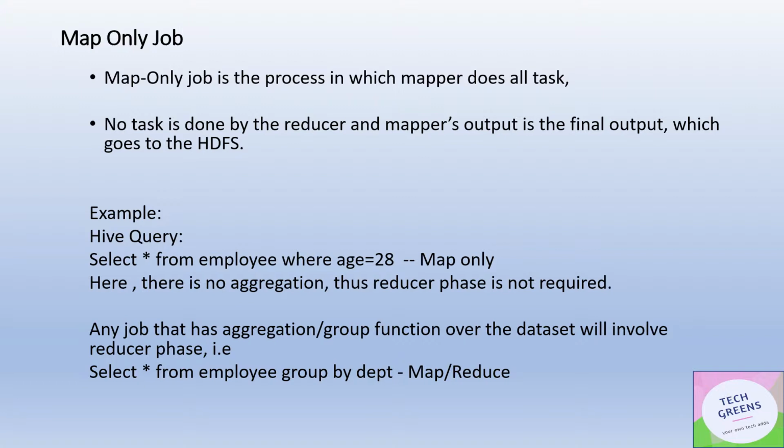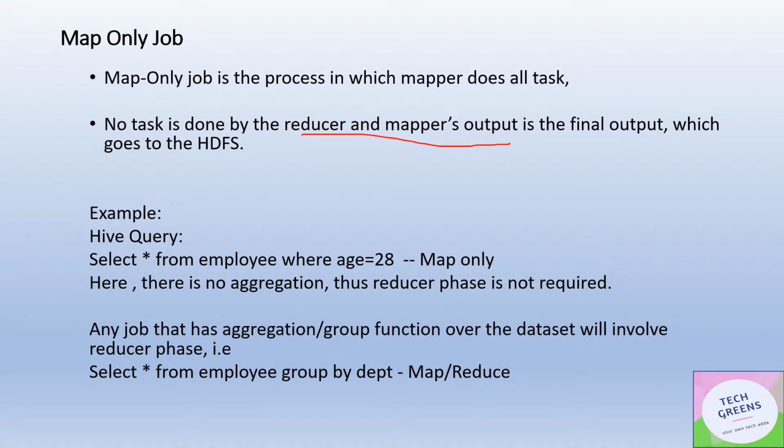So guys, map only job is the MapReduce job or the processor in which mapper does all the tasks. So here no task is done by the reducer as there is no reducer phase in this MapReduce job, and all the tasks and all the activities are performed by the mapper itself, and mapper's output is the final output, which instead of going to the local disk goes to the HDFS and commit the output. So guys, very simple in terms of understanding it theoretically. Map only job means there's only map phase, no reducer, so no reducer phase also.